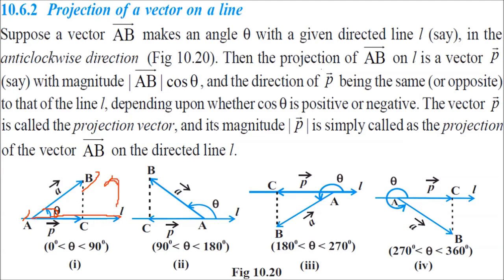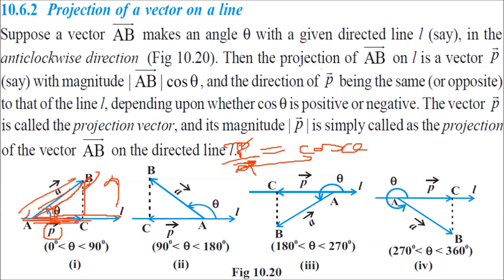So the projection of this AB on L is a vector P. Say this is a vector P, and this is nothing but A cos theta, because P by A, what is cos theta? Base by hypotenuse. So base P, hypotenuse A, and this is going to be cos theta. So P can be easily written as AB cos theta, and this is in the direction of P.